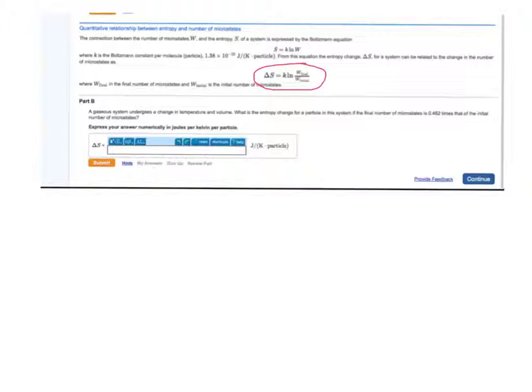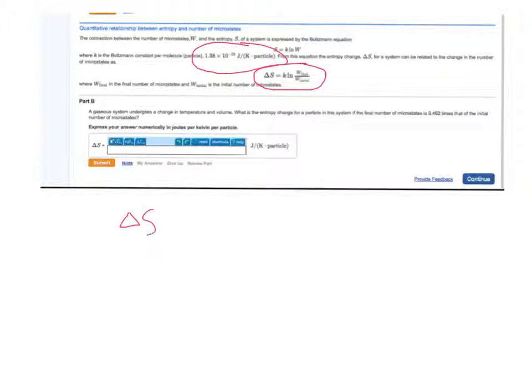We know that k is the Boltzmann constant per particle, which we're also given, and that is 1.38 times 10 to the negative 23rd joules per Kelvin per particle. And we're not given the final or initial number of microstates, but we're given that the final number is 0.462 times that of the initial. So we can just plug everything into our equation.